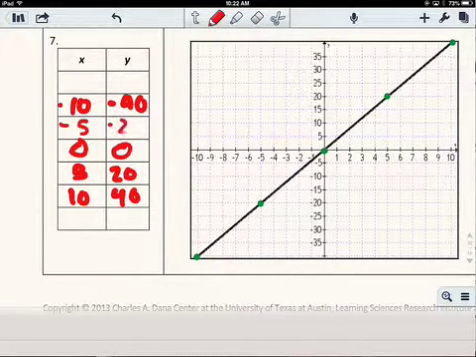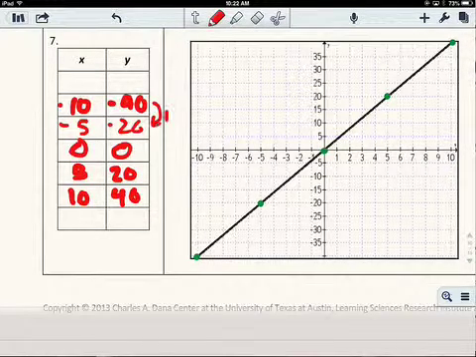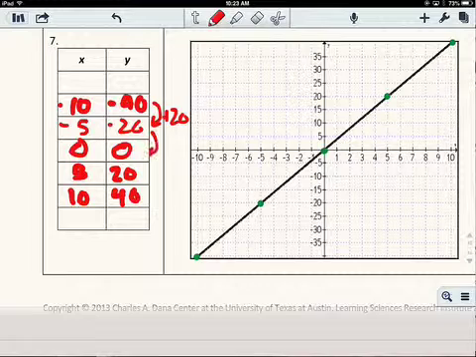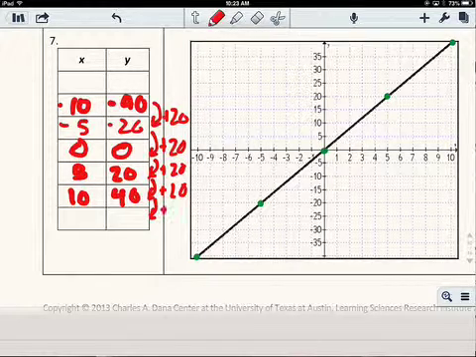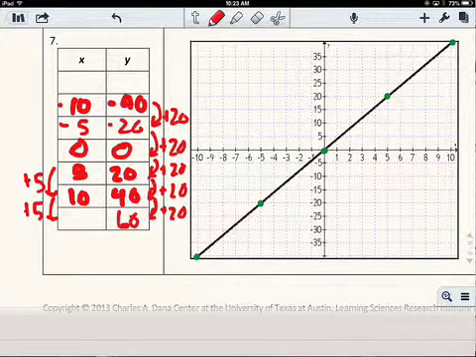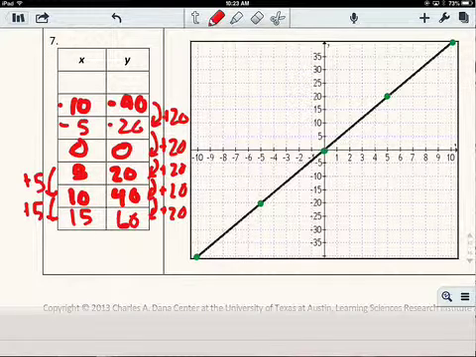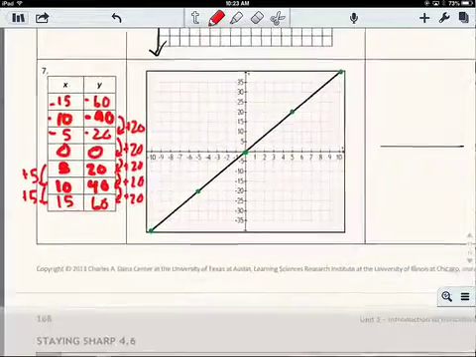-5, -20. So I'm noticing this pattern here. It's jumping up by 20s. So I think if I continue that pattern, I'll end up here. That is 60. And this is jumping up by 5s, so that would be 15. That would make this -15 and -60. Just using the patterns in my table.